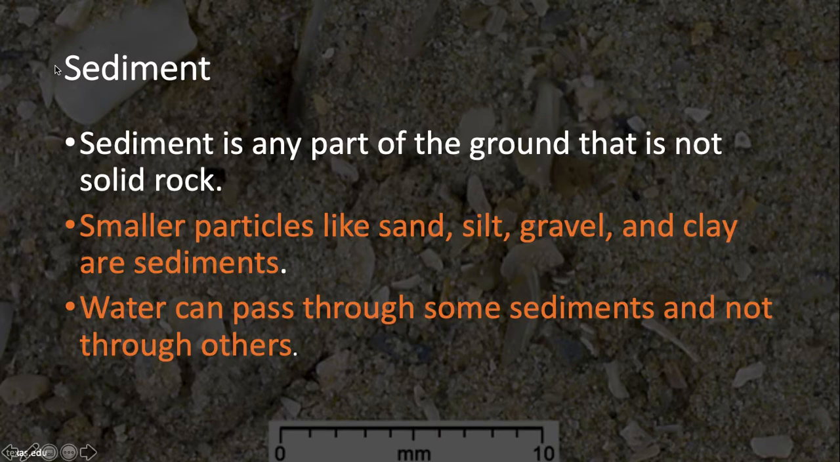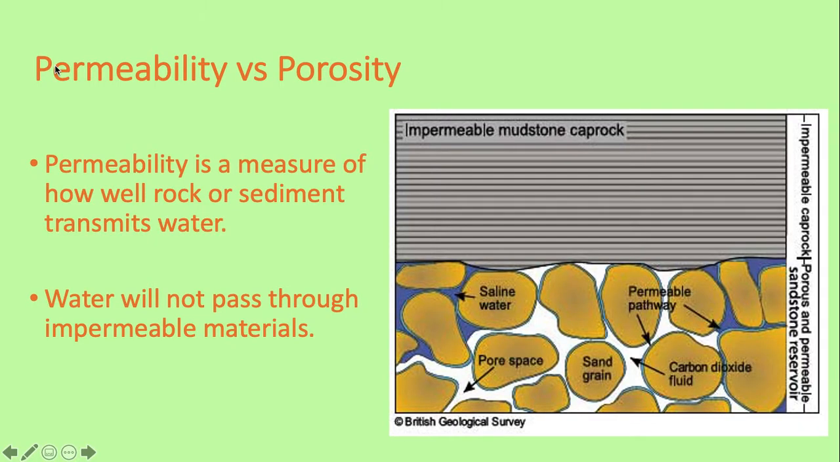Sediment is any part of the ground that is not solid rock. Smaller particles like sand, silt, gravel, and clay are sediments. Water can pass through some sediments, but not through others. And that's where we come to permeability versus porosity.